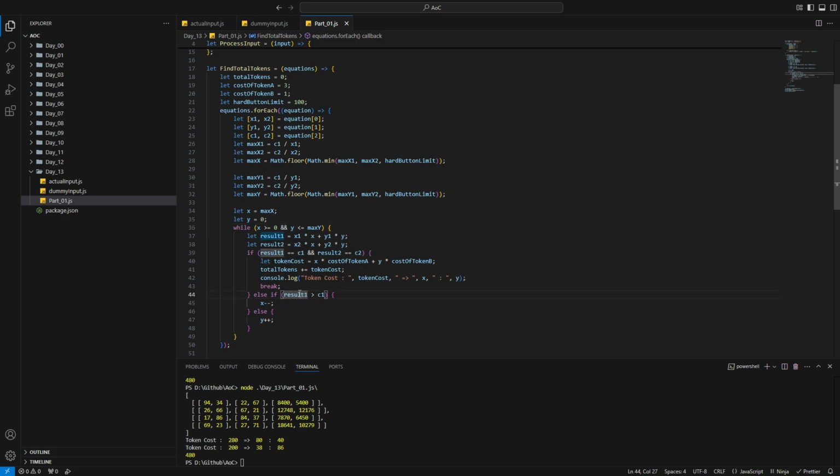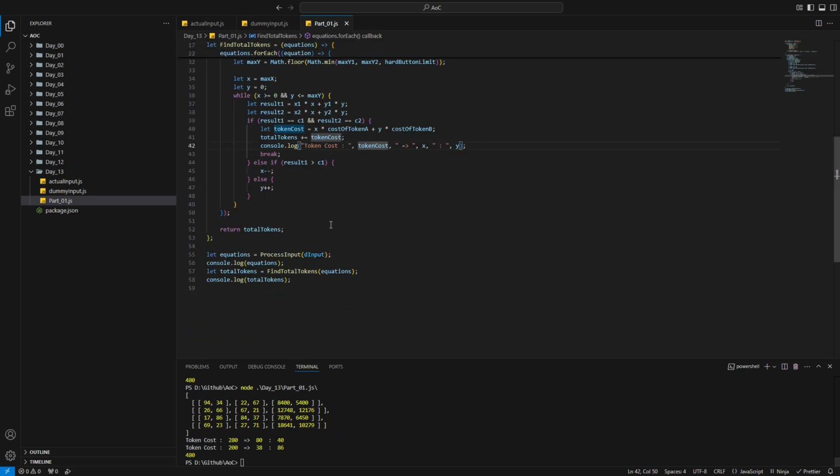If the result becomes greater than what we want from forming the solution of the equation, then we will reduce x because that is a greater value right now. Otherwise we will increase y, and if it is exactly equal, then we will break and we will keep track of what the token cost was. And so we're getting this. To explain this better, I think there is a way to do that.